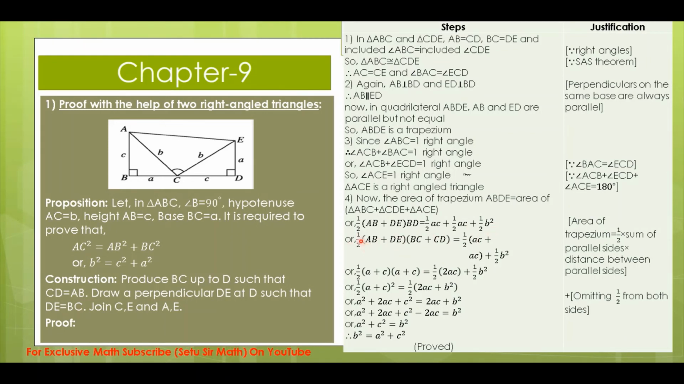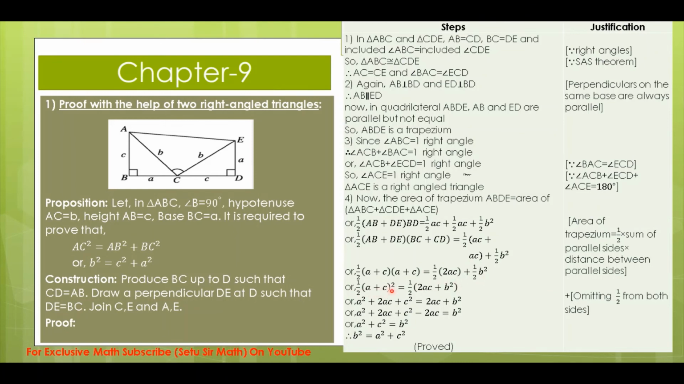Now, half into AB plus DE, and instead of BD we can write BC plus CD, equals half AC plus half AC, plus half B square. Now we will write down the small letters. Instead of AB we can write A, instead of DE we can write C, instead of BC we can write A, instead of CD we can write C. From the figure you can see half A plus C into A plus C equals half 2AC, because AC plus AC equals 2AC, plus half B square.